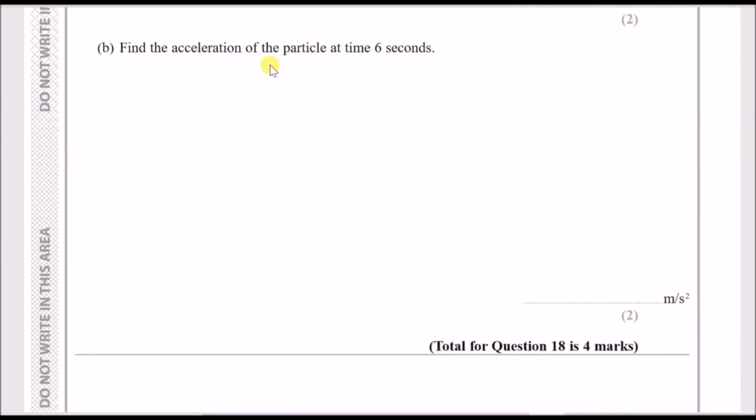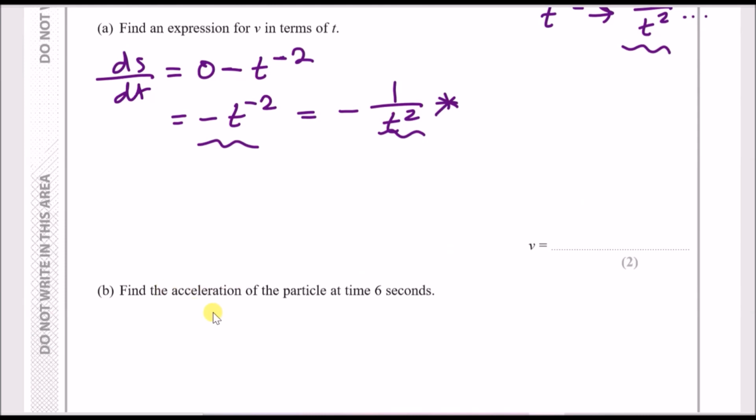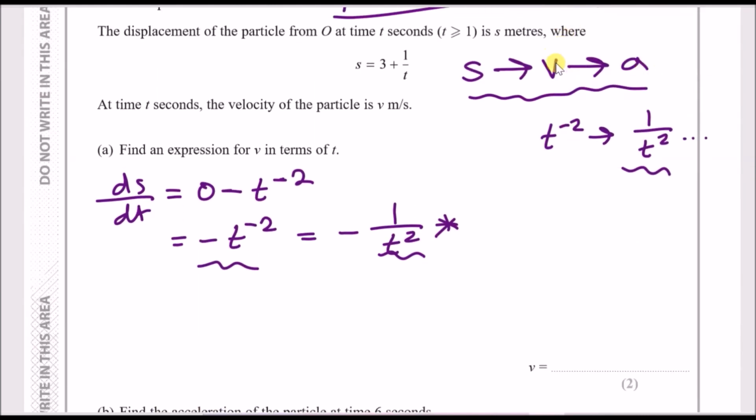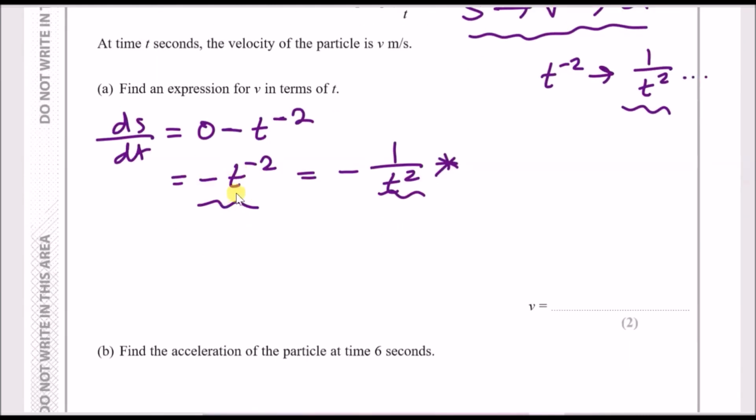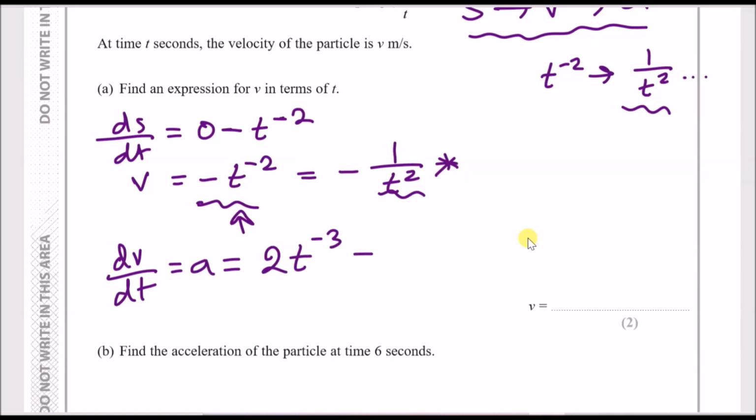Now, B, find the acceleration of the particle at time 6 seconds. All right, so to find the acceleration, we have to differentiate one more time. So let's differentiate this equation here, yeah? This was velocity, so we say dv over dt, which will give us our acceleration. Differentiating this one, you drop minus 2 down, you get plus 2t. Subtract this power by 1, you get minus 3. Okay, and again, this can be rewritten as 2 over t cubed.